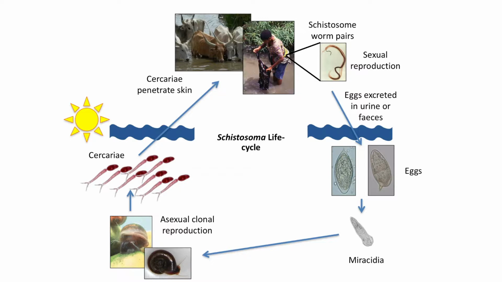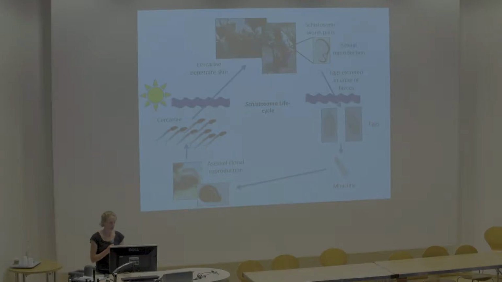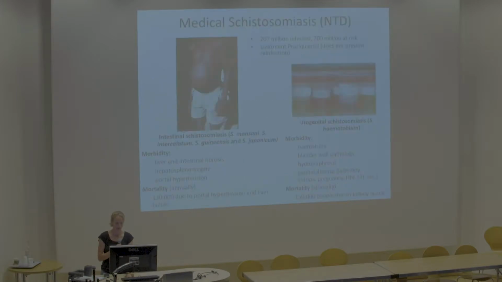And it's really to do with this life cycle, that we can have one infected person that can excrete a couple of eggs into a water body. Those miracidia go into that snail and then they clonally replicate. And that causes an outbreak then, so it's just one infected person. If you miss that infected person, then you're back to square one over a very short time period.